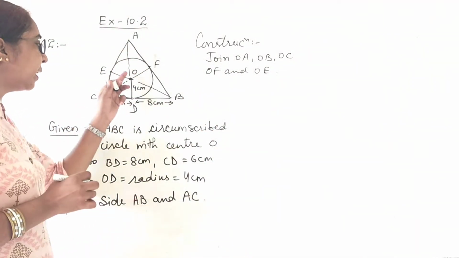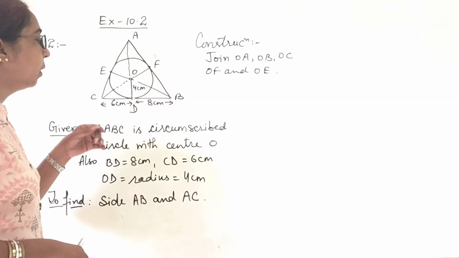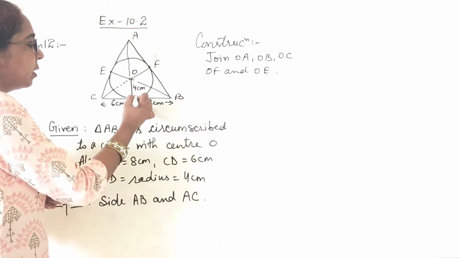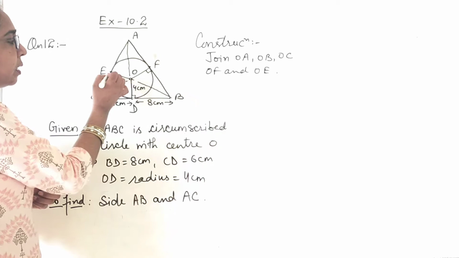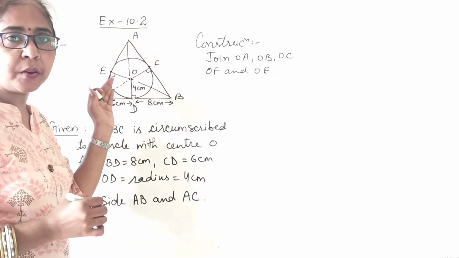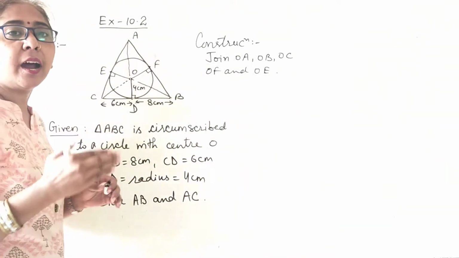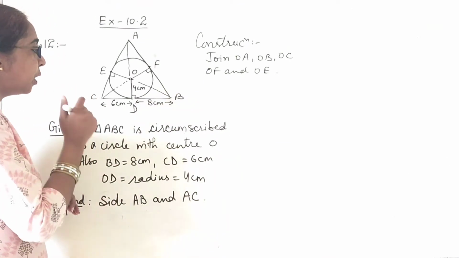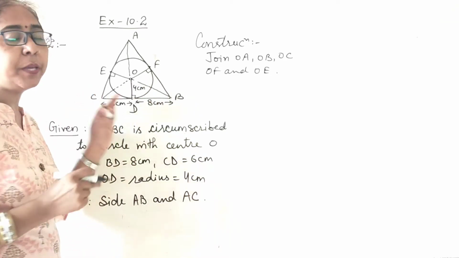We all know that radius is perpendicular to the tangent. Okay. So here also OD is perpendicular to BC, OF is perpendicular to AB, OE is perpendicular to AC, because all of these are radii and AB, BC, AC act as the tangents here. Okay. So now I will apply the area of triangle.